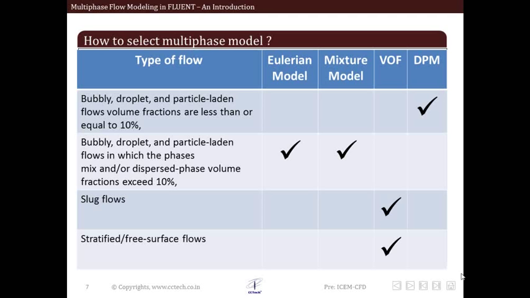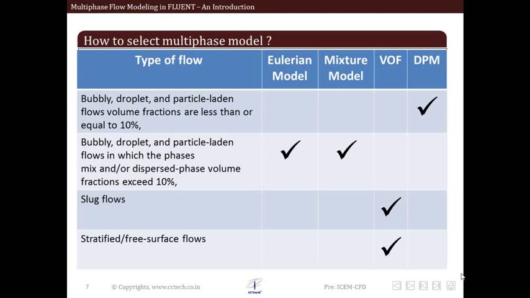and then corresponding to that flow regime, which type of models are applicable. So let us start with the first flow regime, that is bubbly, droplet and particle laden flows, in which the volume fraction is less than or equal to 10%. For such a flow regime, we usually prefer the DPM model, because the Eulerian-Lagrangian approach is applicable. Next is the bubbly, droplet and particle laden flow, the same flow regime, but in this the dispersed phase volume fraction is more than 10%. In such cases, we cannot use the Eulerian-Lagrangian approach, and hence we have to use the Eulerian approach. For such flows, the Eulerian model or the mixture model is applicable.